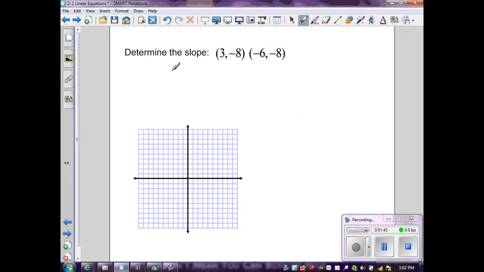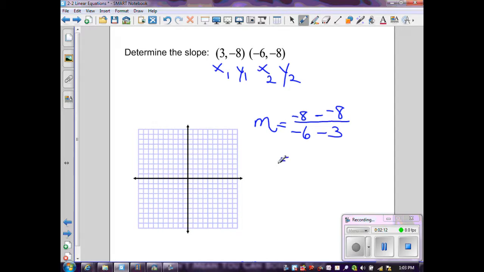Our next example, ordered pairs of 3, negative 8 and negative 6, negative 8. X, Y, X, Y. Let's label this one 1 and 1 this time, and the other one would be 2 and 2. Substituting into our slope formula, we're going to have y sub 2, which is a negative 8, minus y sub 1, which is a negative 8. Again, watch the signs. X sub 2, which is a negative 6, minus x sub 1, which is 3.